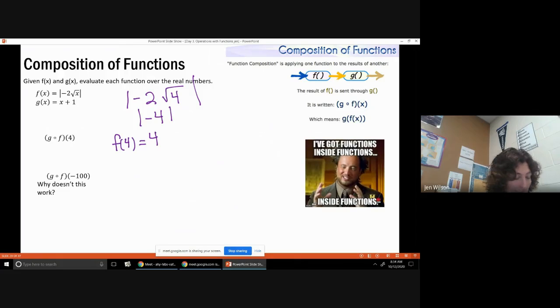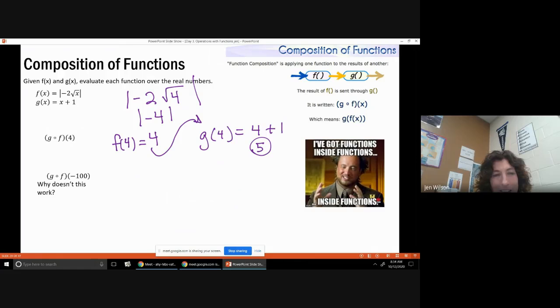Now we're going to plug that into g of x. So this one's going to go into the function g of x equals x plus 1. So that's 4 plus 1, so that's 5. And that's our answer.